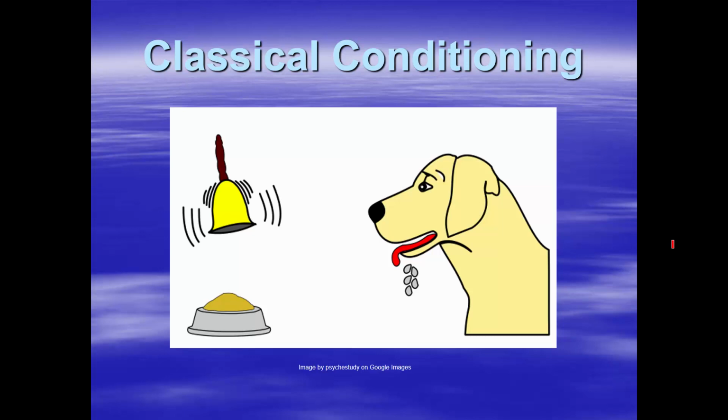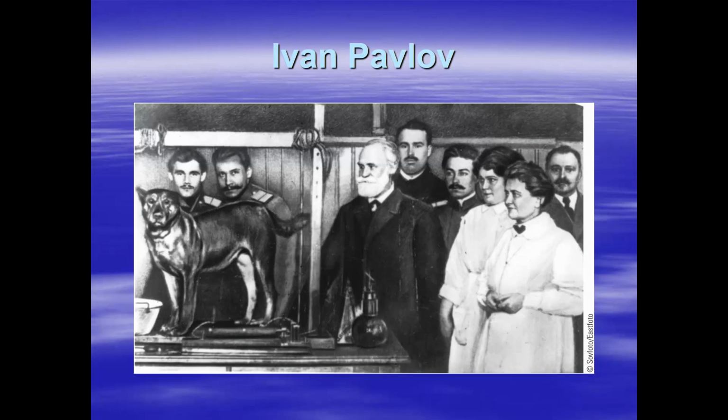Classical conditioning is generally credited to this gentleman, Ivan Pavlov, that you can see in the center of the screen. Pavlov was a Russian physiologist who, oddly enough, was doing some experiments with dogs, more specifically dog saliva, and in doing so he discovered something great, which we are still talking about today in psychology.